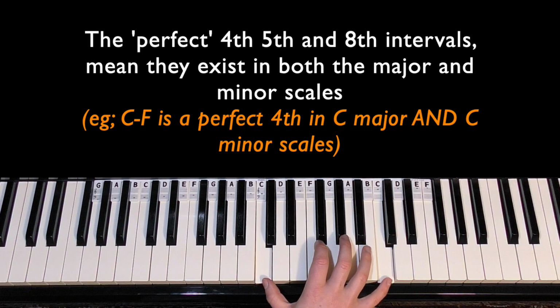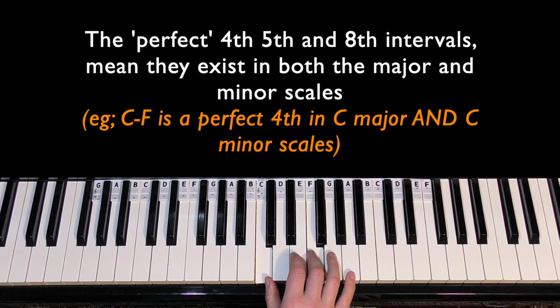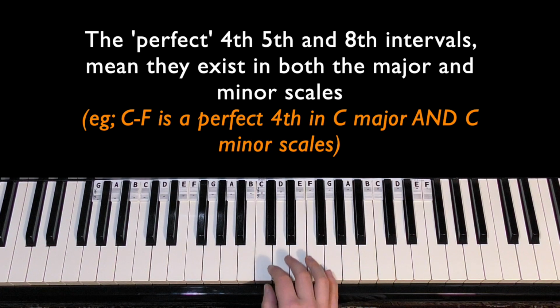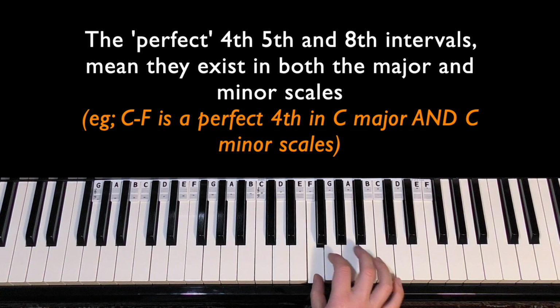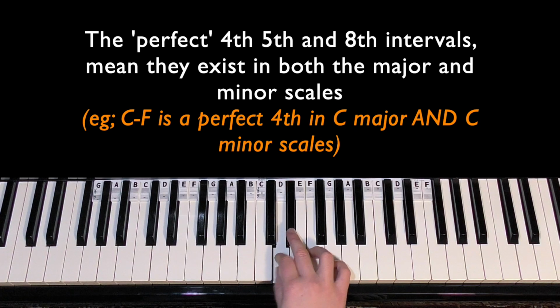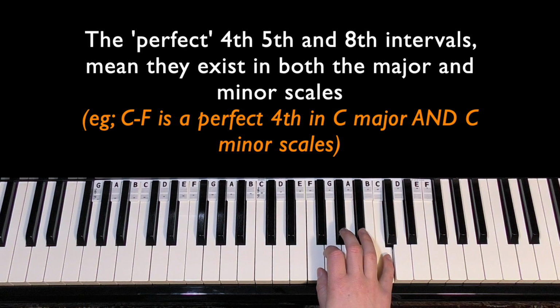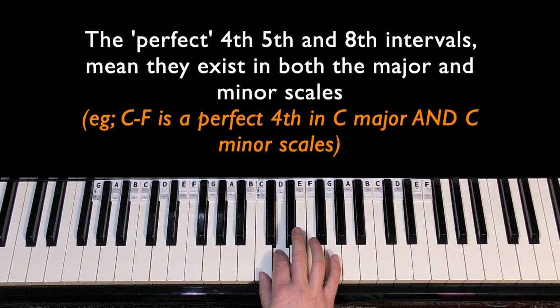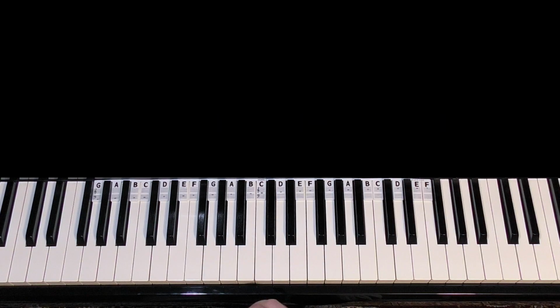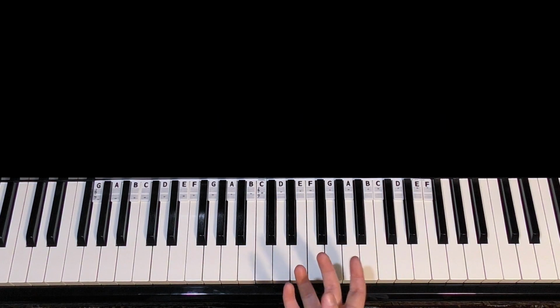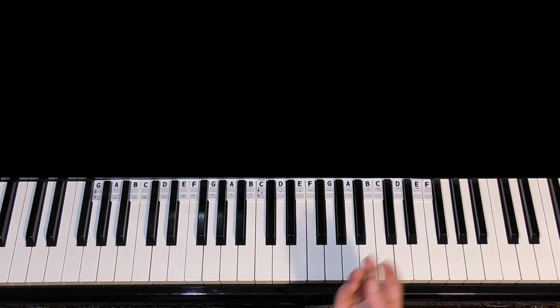The word perfect means that these notes exist, for example, a C to an F and a C to a G and a C to a C. They exist in the scale of both the major and the minor. So C major, the 4th and the 5th notes are F and G. In C minor, the 4th and 5th notes are also F and G. So perfect fourths, perfect fifths are more neutral sounding chords. They don't sound as major or minor.